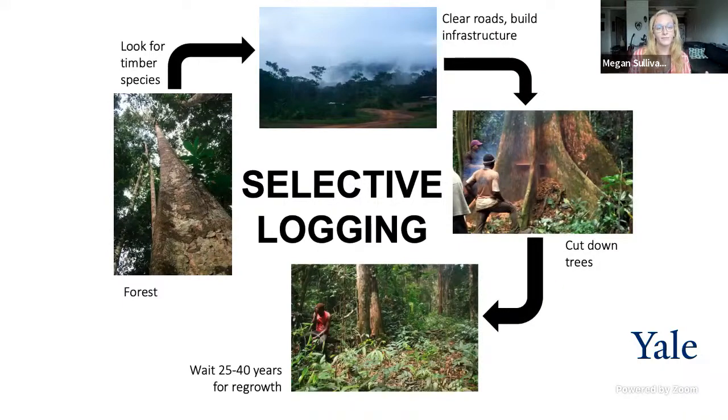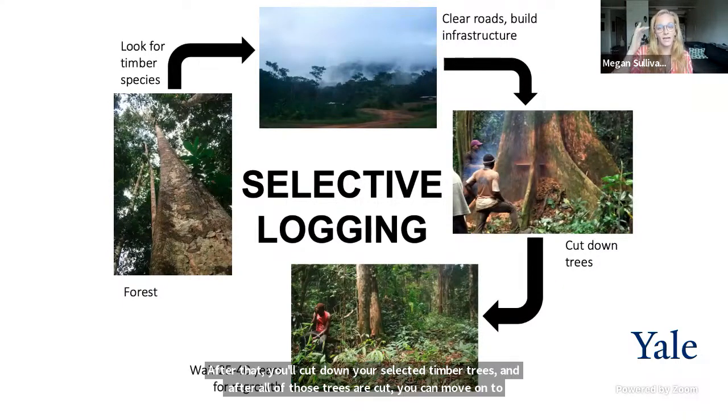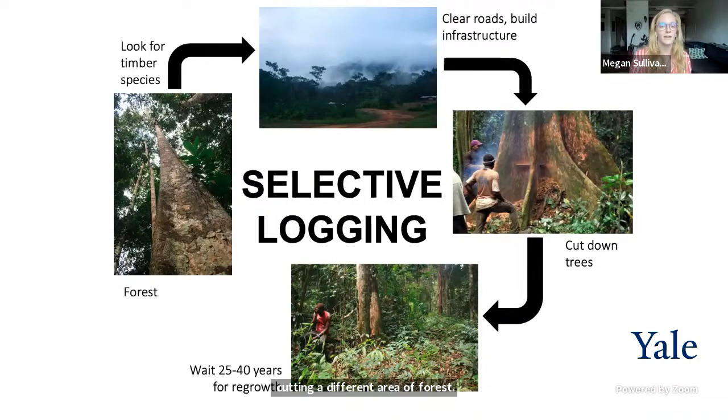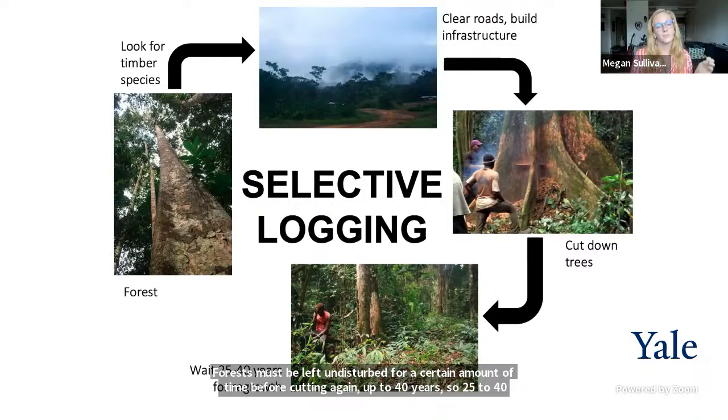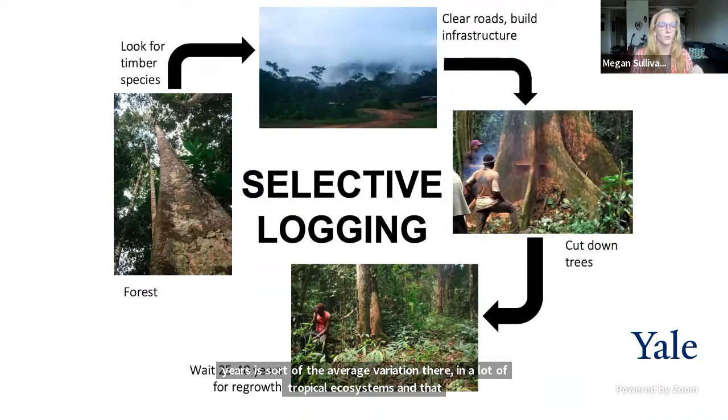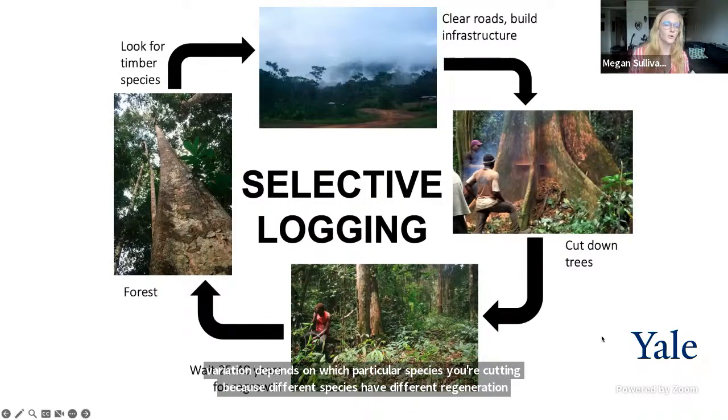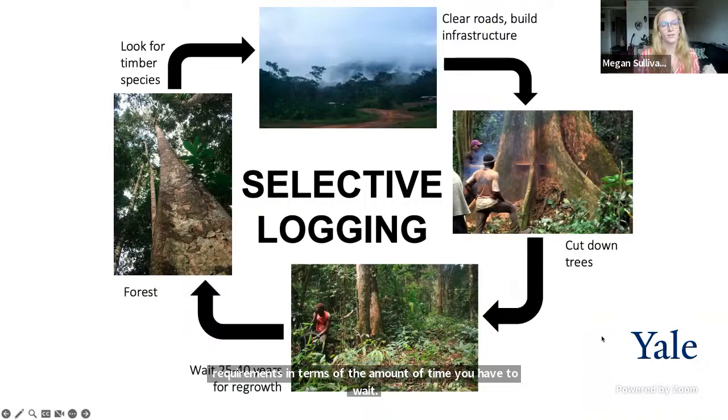Cut forests must be left undisturbed for a certain amount of time before cutting again, up to 40 years. So 25 to 40 years is sort of the average variation in a lot of tropical ecosystems. And that variation depends on which particular species you're cutting, because different species have different regeneration requirements in terms of the amount of time you have to wait. But if you do wait the appropriate amount of time, you should be able to go back into that forest later and cut your selected timber species again once they have regrown.